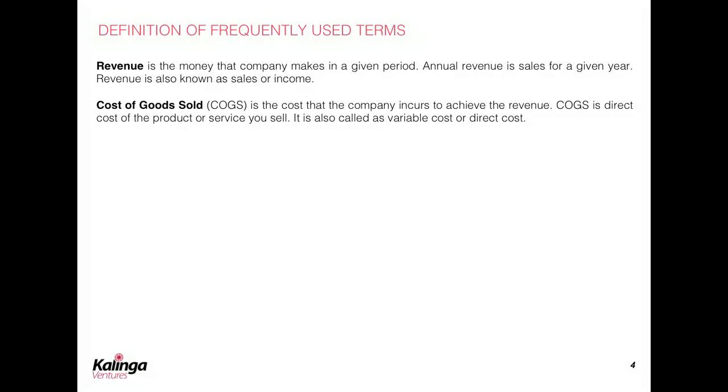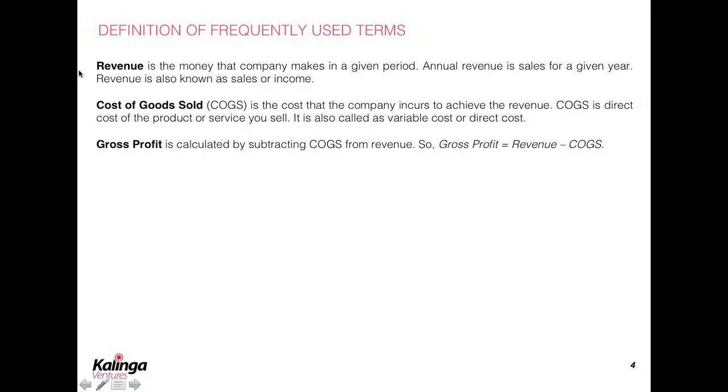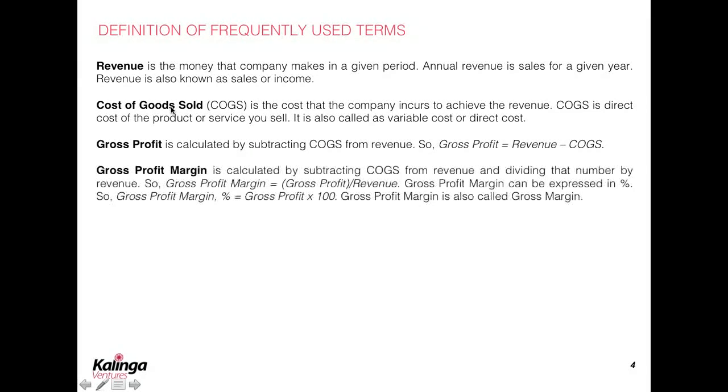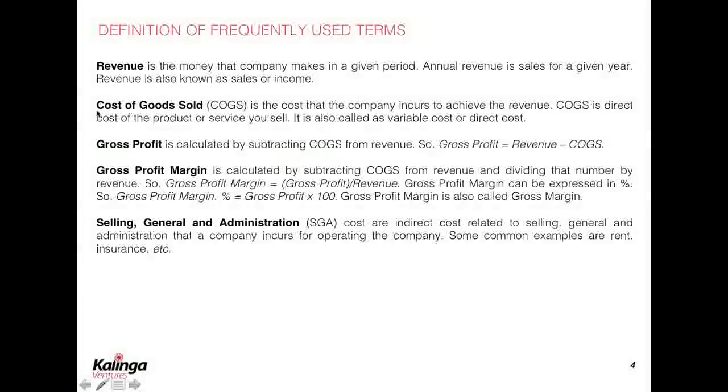So this is a little tricky to understand, but suppose a company is making pens. In case of a pen, the things that you need are plastic cover, ink, spring, and other plastic parts. So the cost of all these components plus the labor are directly related to the sales of that product, and that is referred to as cost of goods sold. And gross profit is essentially revenue minus cost of goods sold. Gross profit margin is gross profit divided by revenue multiplied by 100.